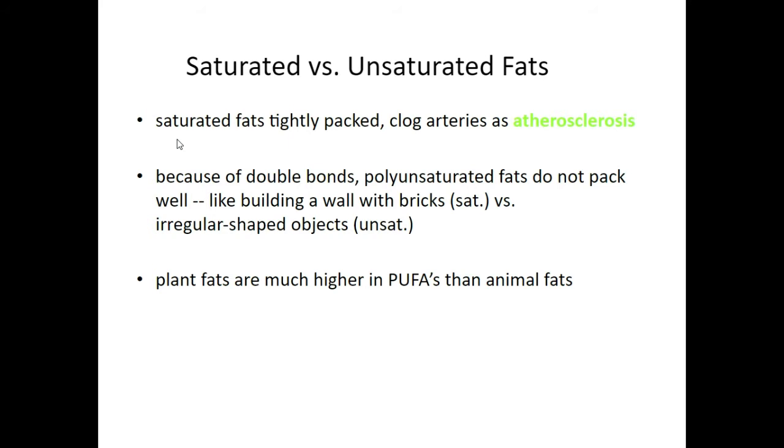So, but because of the double bonds that are found in your unsaturated fats, they do not pack really well. They are not that fit together. They are irregular shaped objects, unlike your saturated fats that are like bricks that could form a very rigid wall. So that's why unsaturated fats in general do not really cause much of the atherosclerosis.